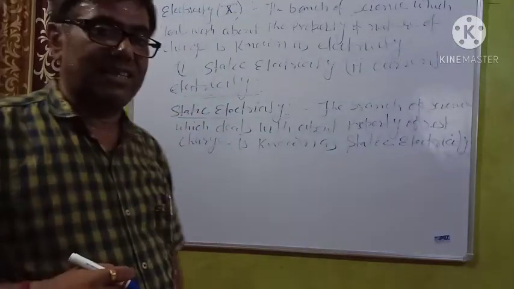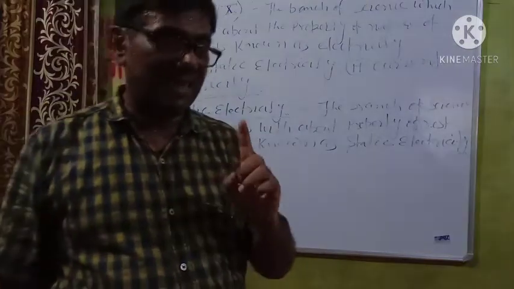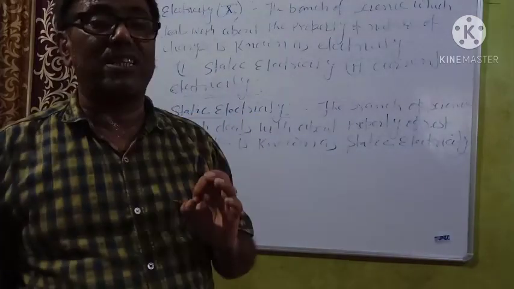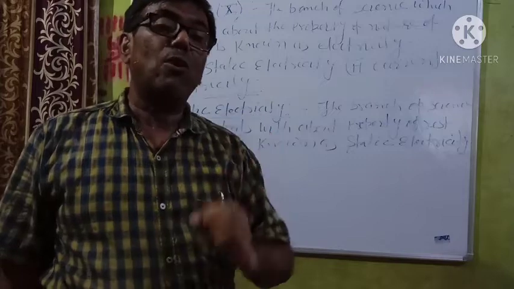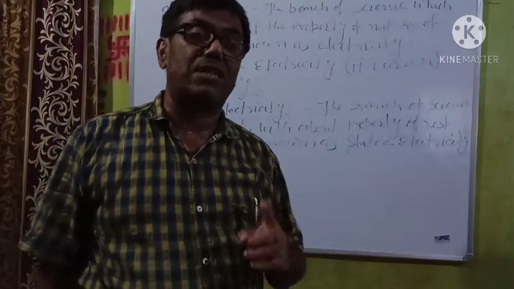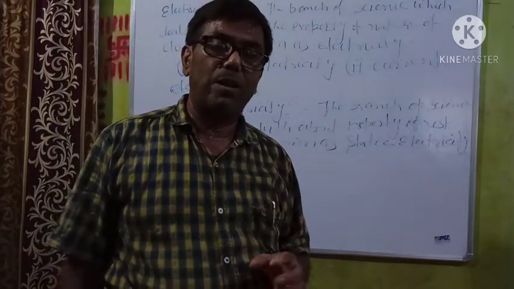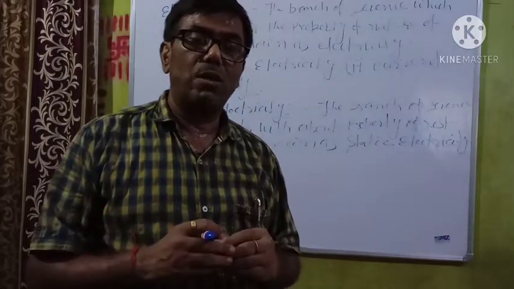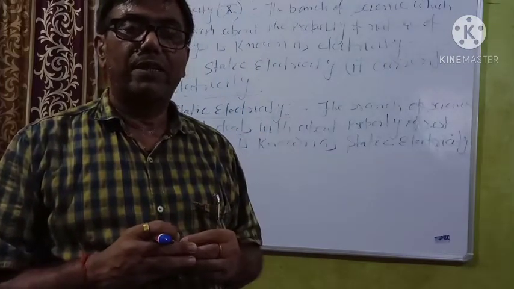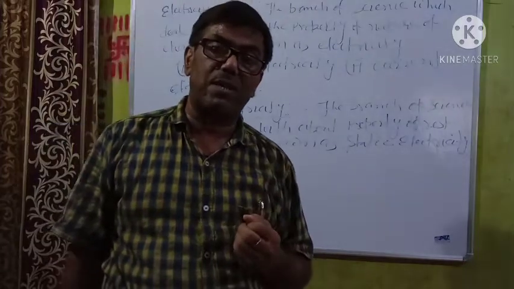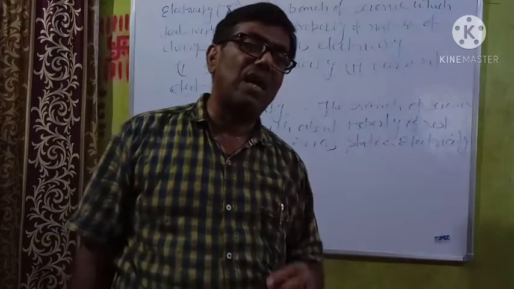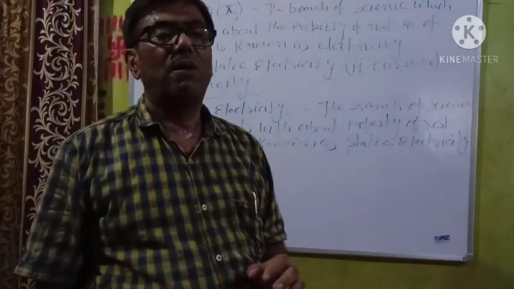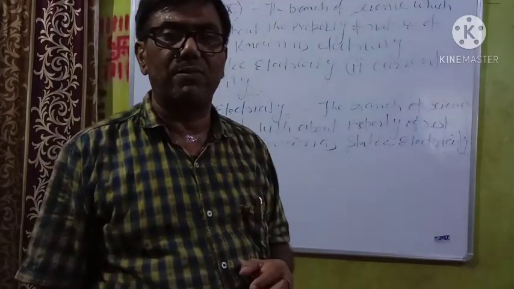So here, this is static electricity. Static electricity explains the nature or property of the rest charge or static charge. For example, when a glass rod is rubbed with silk cloth, the glass rod acquires the positive charge and the silk cloth acquires the negative charge. Why does the glass rod acquire the positive charge while the silk cloth acquires the negative charge?